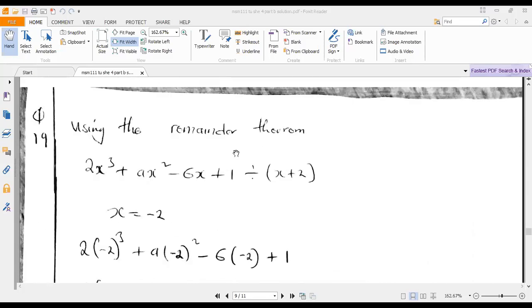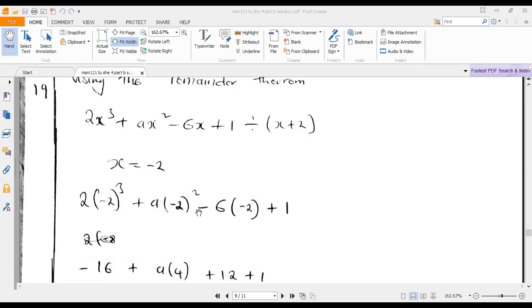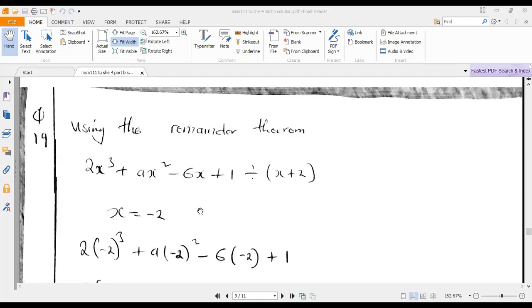So now we go to 19. Question 19 is telling us that the remainder obtained when 2x to the power 3 plus ax squared minus 6x plus 1 is divided by this polynomial is twice the remainder obtained when the same expression is divided by x minus 1. Find the value of a.